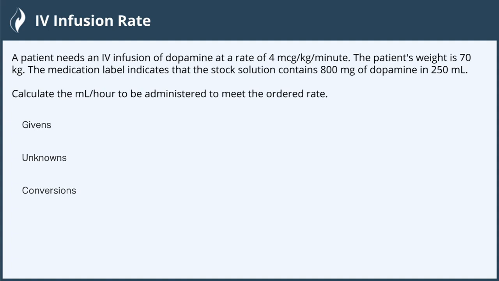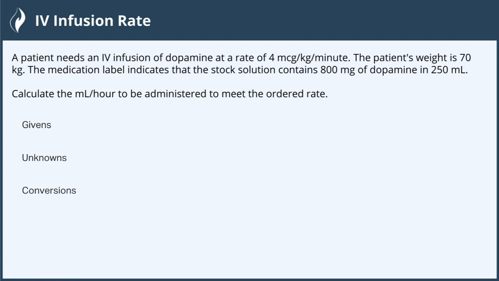A patient needs an IV infusion of dopamine at a rate of 4 micrograms per kilogram per minute. The patient's weight is 70 kilograms. The medication label indicates that the stock solution contains 800 milligrams of dopamine in 250 milliliters. Calculate the milliliters per hour to be administered to meet the ordered rate.